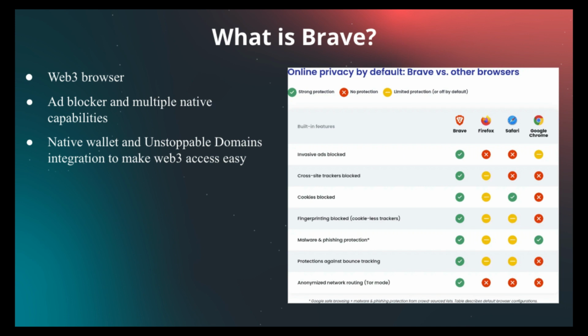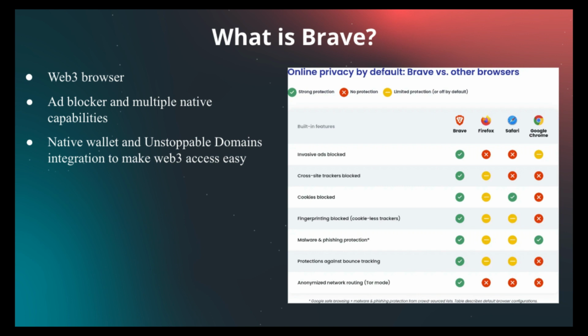Besides those Web3 focused capabilities, it also has a lot of cool features. It has a native ad blocker, which is just great. You don't have to download anything. It has Brave Talk, which is similar to Google Meet. It has Brave Search also, so they are building quite an impressive product stack, and you can do almost everything in their browser.